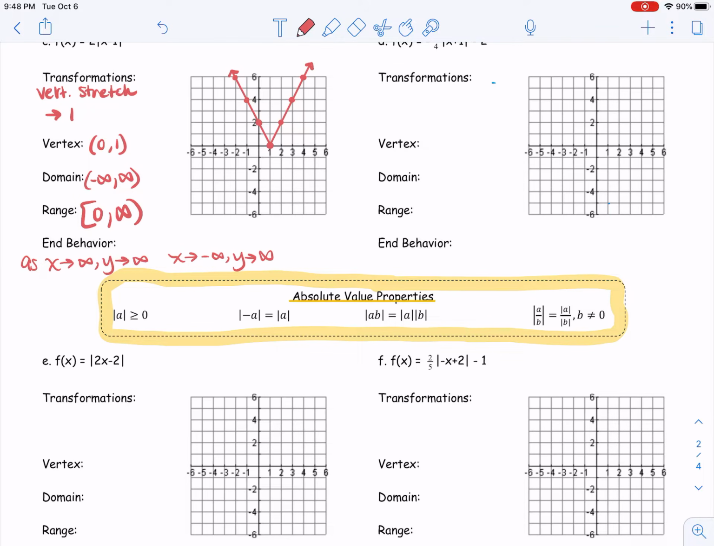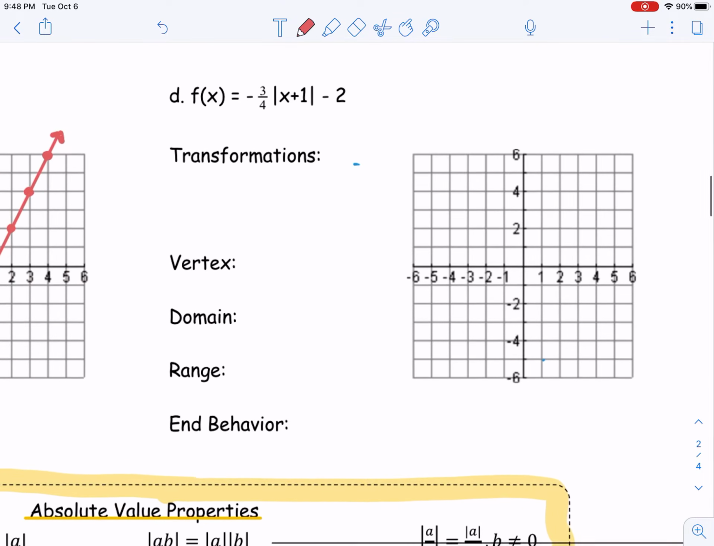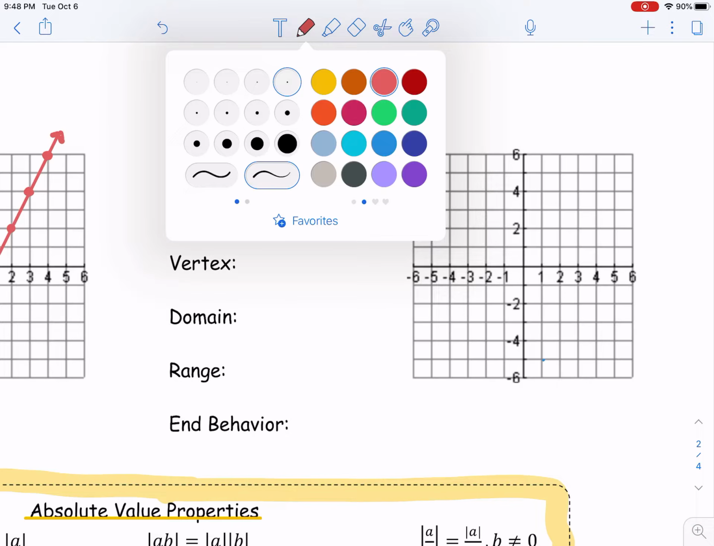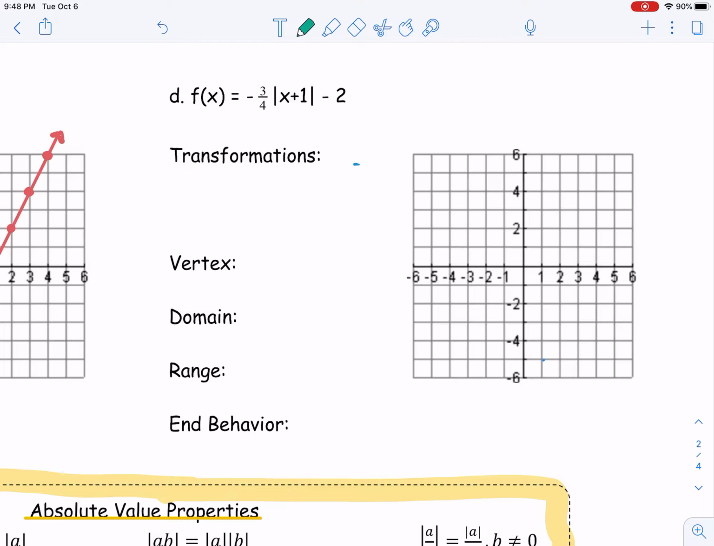Okay, let's do it one more time. So here I see 1, 2, 3, 4 transformations. I see a negative in front, so that means I'm reflecting over the x-axis. So my graph is going to be opening downward. I also see a 3/4 in front, so that is going to be a vertical compression because that's a number less than 1, so it's going to get shorter, per se.